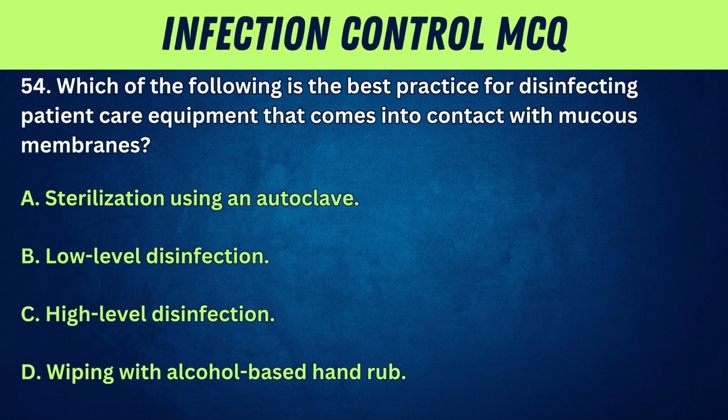54. Which of the following is the best practice for disinfecting patient care equipment that comes into contact with mucous membranes? A. Sterilization using an autoclave. B. Low-level disinfection. C. High-level disinfection. D. Wiping with alcohol-based hand rub.